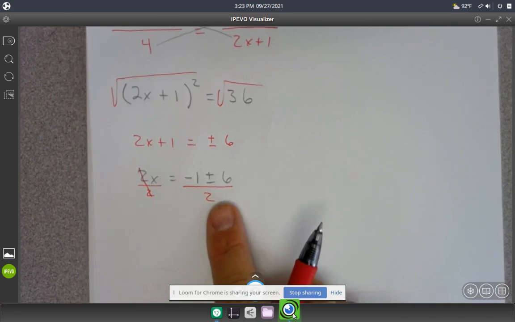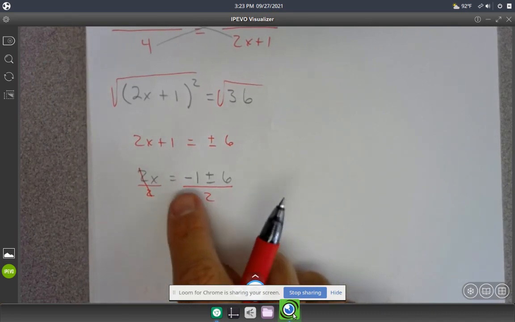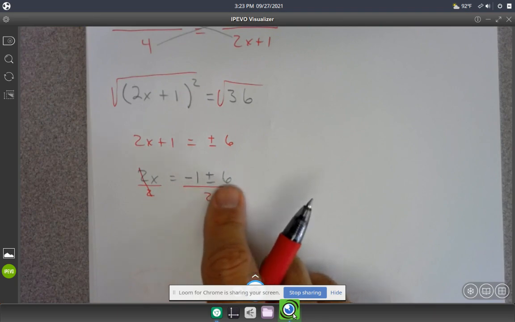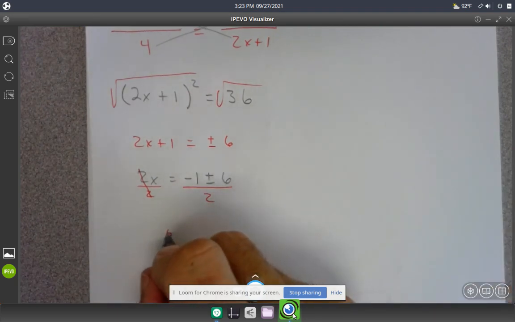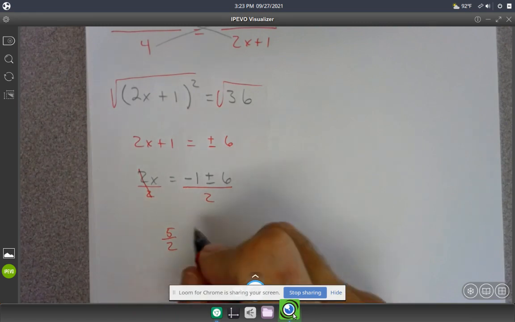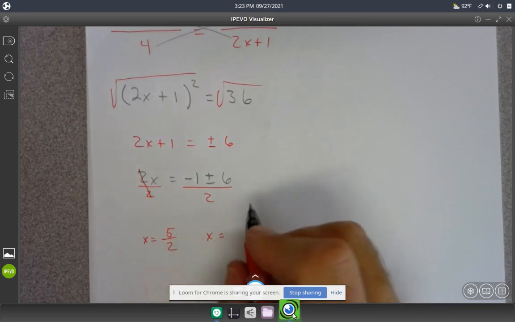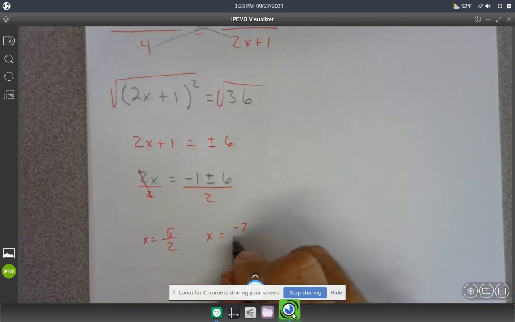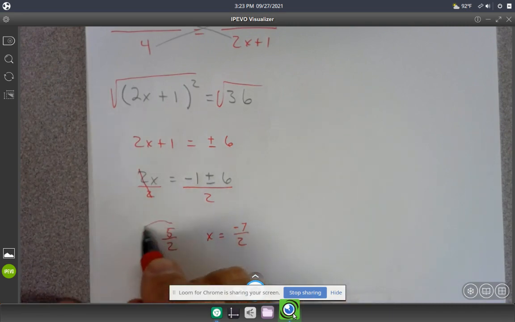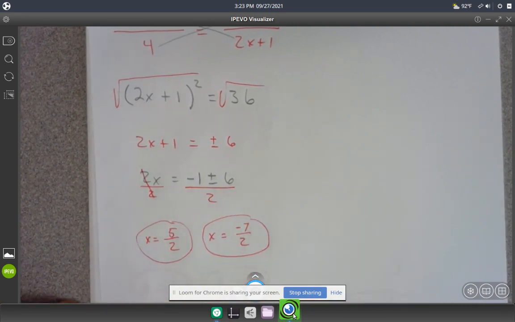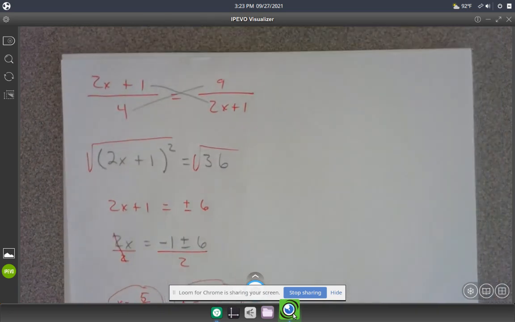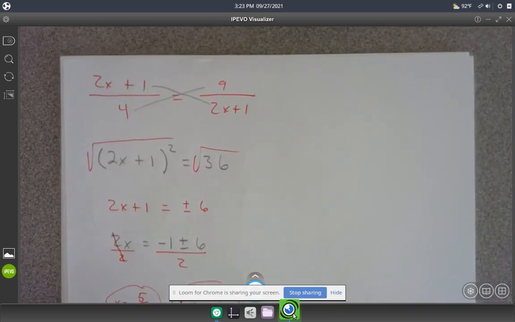I just got to actually interpret these results. Negative 1 plus 6 is equal to 5. So I get 5 over 2. And if I do the negative version, negative 1 minus 6, that gives me negative 7 over 2. These are my two solutions for that one. All right, so there's one way that we can do it. I'm going to go back and solve it again, but this time I'm going to use factoring.